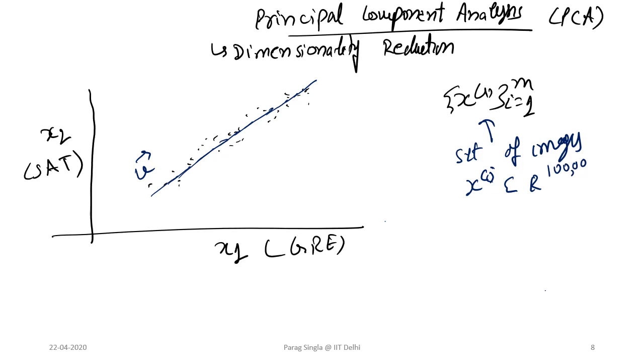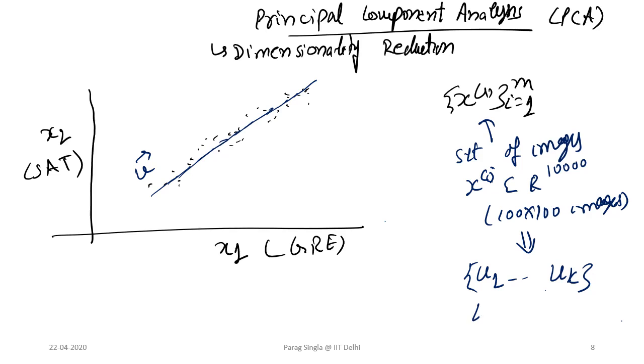Which is sort of your 100 cross 100 images. This is 10,000, so this is 100 by 100 images. And then the question is, given such a high dimensional space, can we project this data onto a lower set of dimensions? In this case this was one dimension, but in general this could be u1 to uk. So these are your k dimensions on which you project.